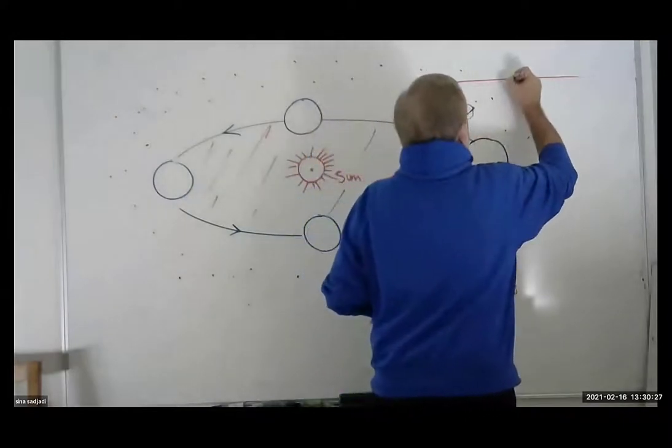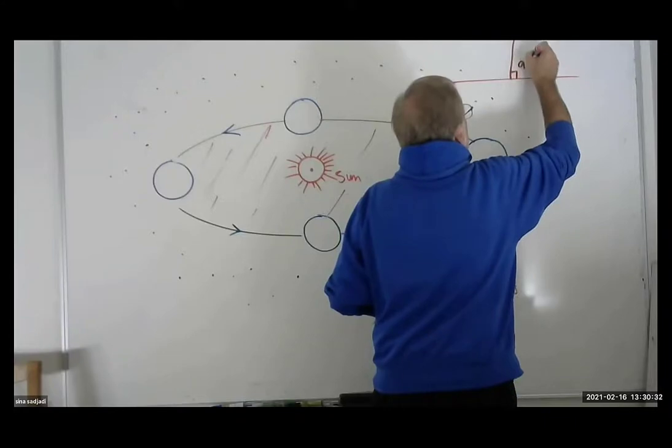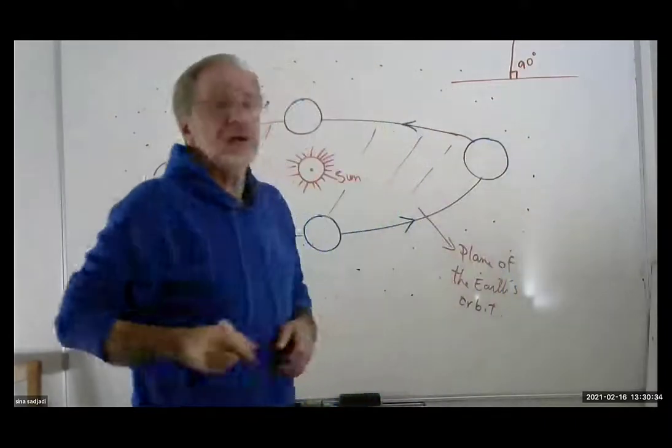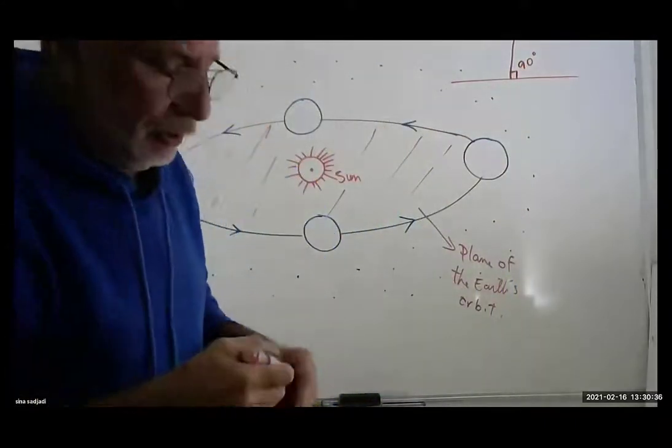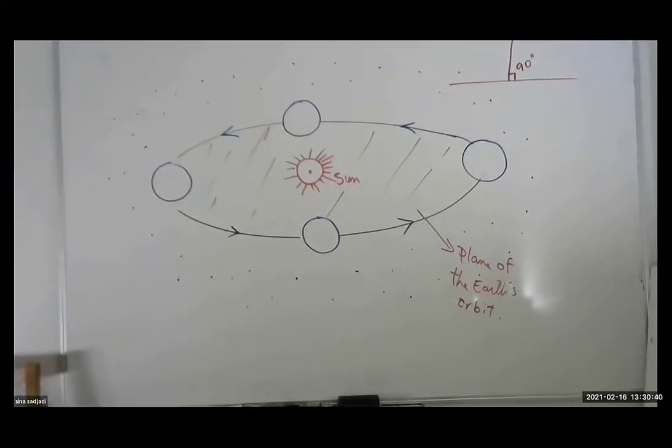Now, here's a perpendicular line. This is a 90 degree angle, right? That's a perpendicular line. Let me move the camera a little bit, maybe you guys can see it all.